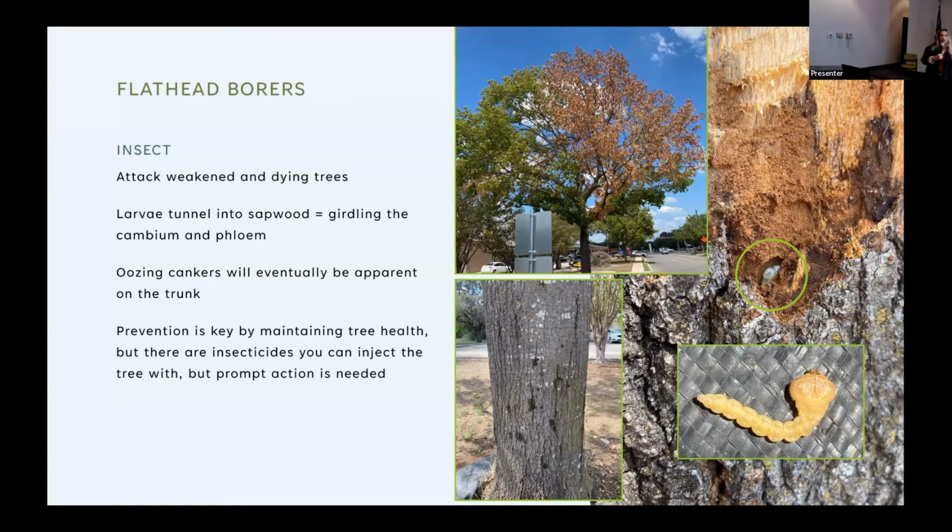And sometimes that takes a while, so you're not going to see that immediately, but they'll definitely show up if there's enough of them. There is insecticide that you can inject, but you have to be quick to do that before the infection has spread throughout the tree. Otherwise, again, it's maintaining tree health and tree vigor, so that these kinds of insects can't take hold in the tree.